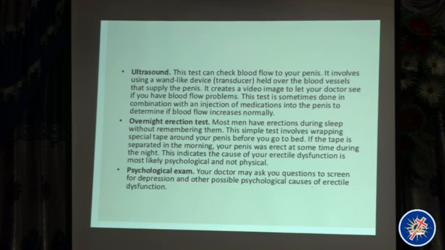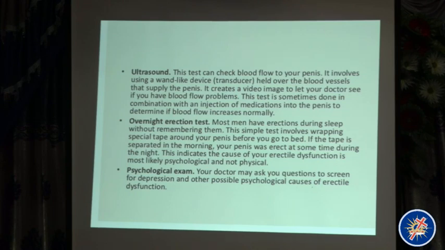And then an ultrasound can also be done, showing how your system is, and then overnight erection tests. So those are things that can be done with the advice of the doctor, so that one can be helped. A psychological exam, where the doctor may ask you questions to screen for depression and any other possible psychological causes of erectile dysfunction.